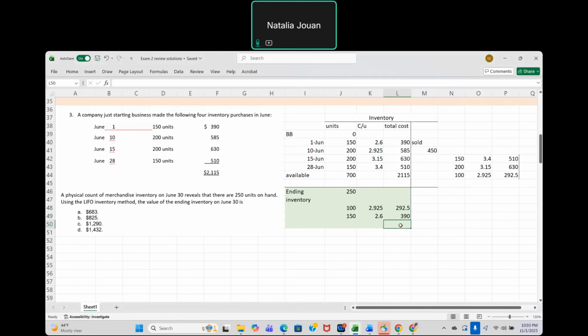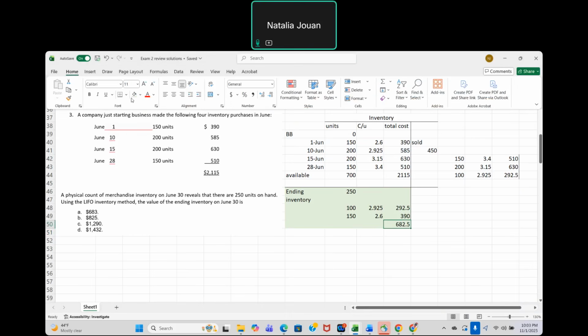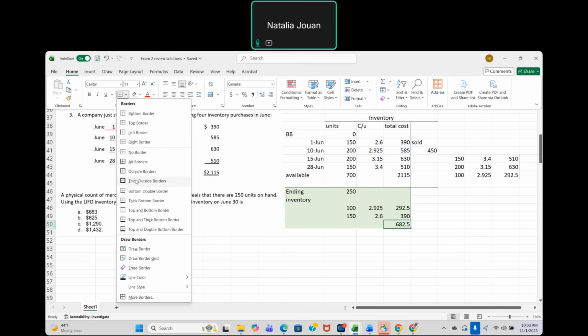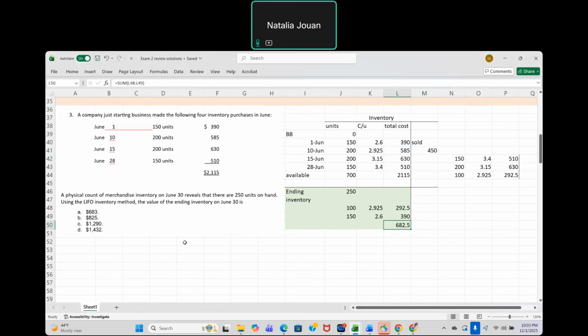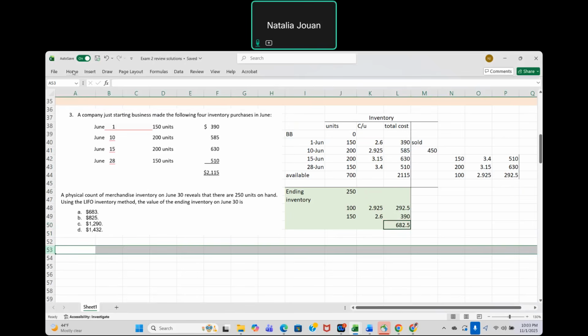Okay. So let's add the value of these two numbers. That will be our answer. And let's box it in so we know that's our answer. It's rounded up in our solutions. So right here, 683. A is your answer.